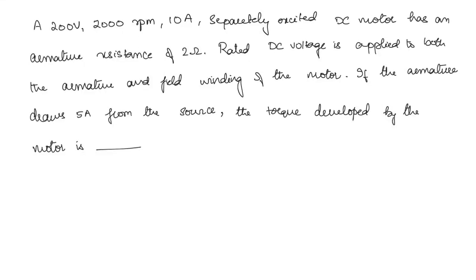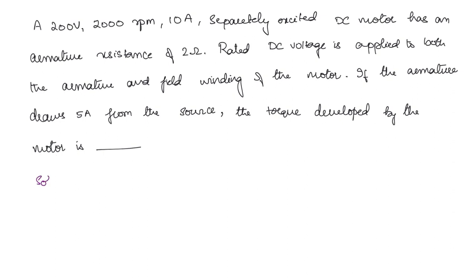So we have seen a lot of theory. Now it is time for some problems. A 200 volt, 2000 rpm, 10 ampere separately excited DC motor has an armature resistance of 2 ohms. Rated DC voltage is applied to both the armature and field winding of the motor. If the armature draws 5 ampere from the source, the torque developed by the motor is.